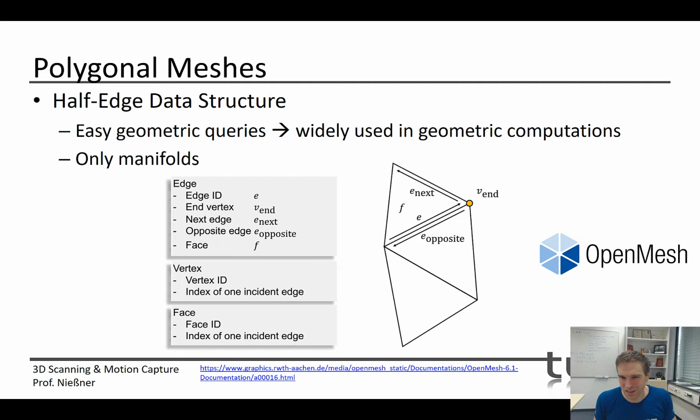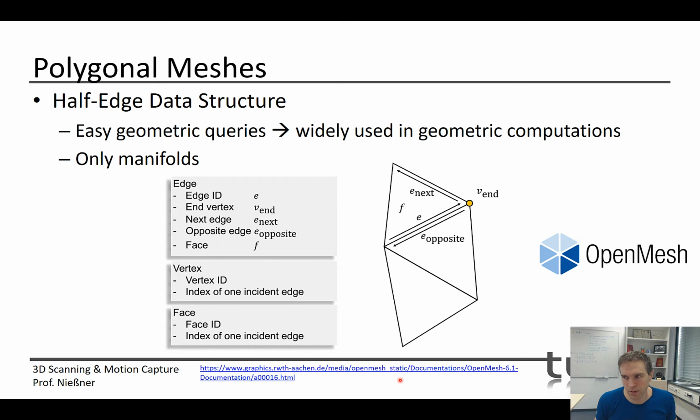So if you're used to linked lists in C or C++, this will be very intuitive to you, because you just say e.next, e.next, e.next, then you're here, and e.next would be again the original one, and so on, right? So I don't want to make this too complicated. I think this is something you might want to look up. Have a look at this documentation here of OpenMesh.